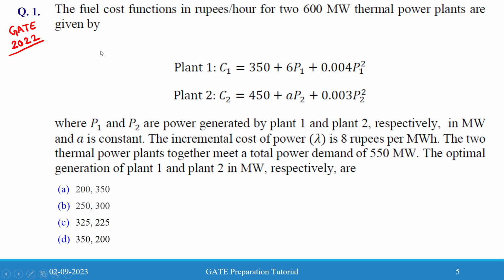So in this question, it is given that the fuel cost functions in rupees per hour for two 600 megawatt thermal power plants are given by these expressions, for plant 1 and plant 2, where P1 and P2 are the power generated by plant 1 and plant 2 respectively in megawatt, and A is a constant. So A is the variable here, meaning you need to find out A.